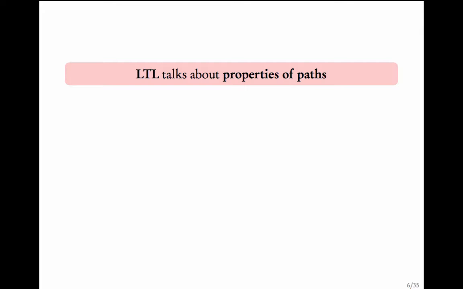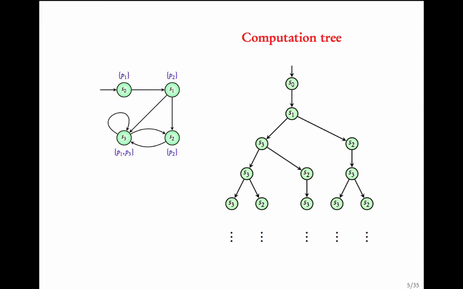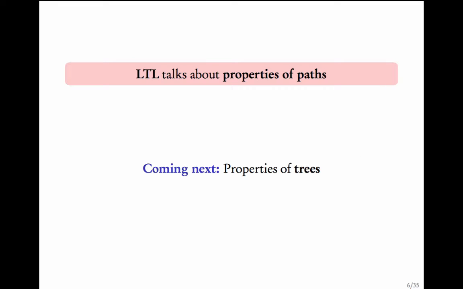We know that LTL talks about properties of paths. We will now talk about properties of trees. Suppose you have a tree like this. We want to ask whether the tree satisfies certain properties, not just paths. We want to talk about this entire tree. Does it satisfy a property or not? We will start off with many examples.